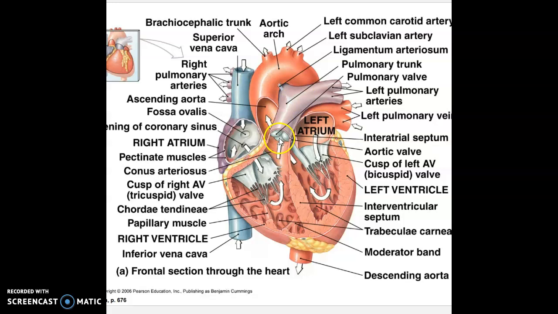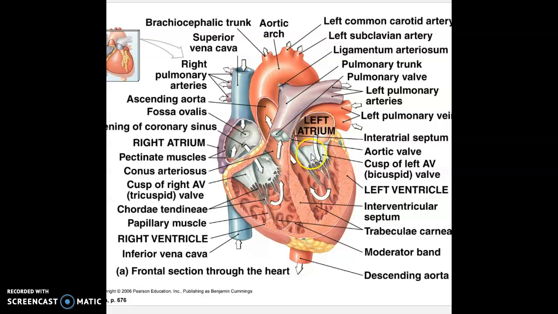So again, what do valves do? They prevent backflow. They allow one-way flow, and then they prevent flow going opposite of the way they open. Again, now we're talking about the pulmonary circuit because we're sending blood to the lungs through the pulmonary semilunar valve into the pulmonary trunk, and then branching into our left and right pulmonary arteries. Once the blood gets from the lungs, it comes back through pulmonary veins, back on both sides, and enters into the left atrium, which also has the pectinate muscles in it.